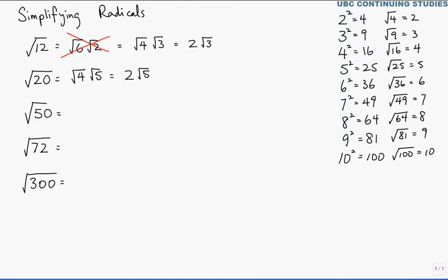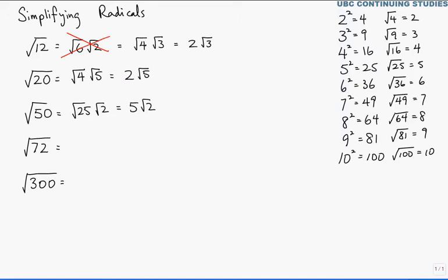Let's try it again for 50. All right, go down the list on the right, if you like, and look for factors of 50 that are on that list. 4 is not a factor, 9 is not a factor, 16 is not a factor, but 25 is. So we can write this as root 25 times root 2. Root 25 is just 5, so this becomes 5 root 2.